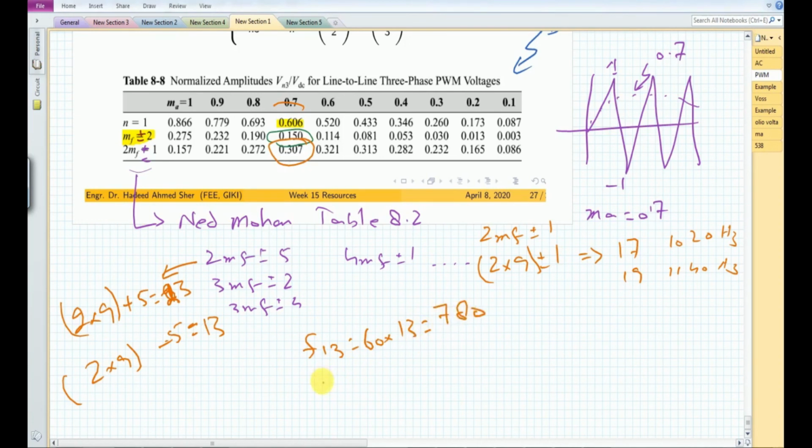Also we have f23, that is equal to 60 cross 23, and that is equal to 1380 hertz. Notice that using this table we cannot determine what the amplitude of this f13 and f23 is.